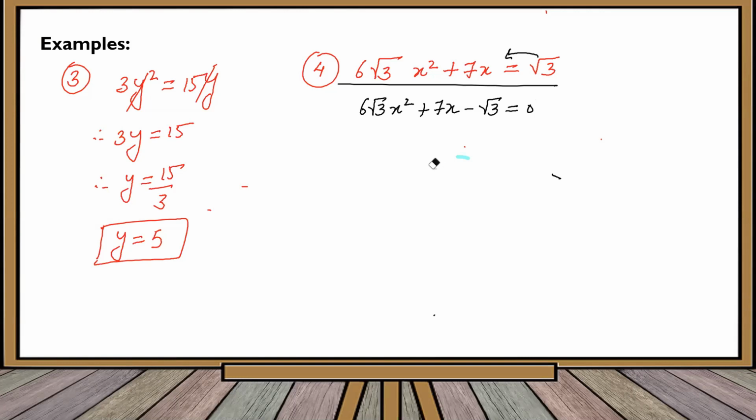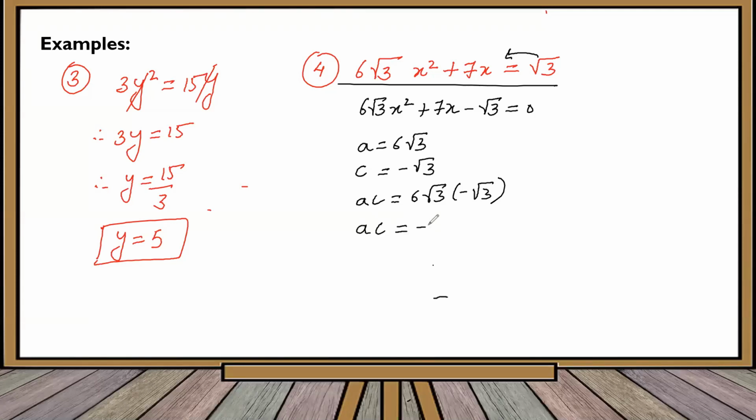Okay. Now, what is A? A is 6 root 3. What is C? C is minus root 3. So A into C, we have 6 root 3 into minus root 3. So root 3 into root 3 is 3. So 6 into minus 3 is going to be minus 18. So A into C is minus 18. B over here is 7.